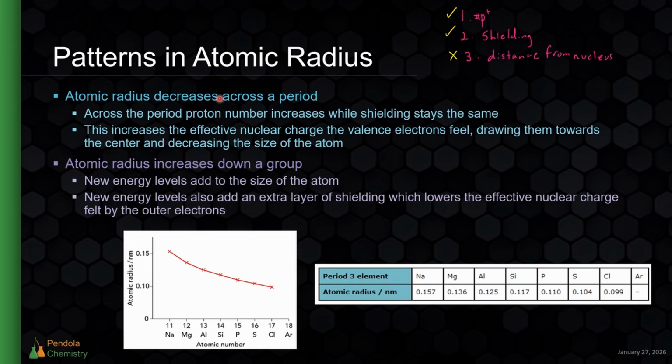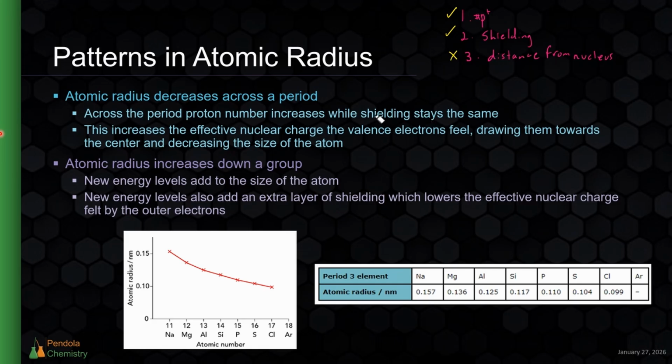So for atomic radius, as we go from left to right across a period, so for example, from sodium to magnesium to aluminum, silicon, phosphorus, and so on, the number of protons in those atoms is going to increase, but the shielding is going to stay the same. Remember that shielding stays the same for elements in the same period.